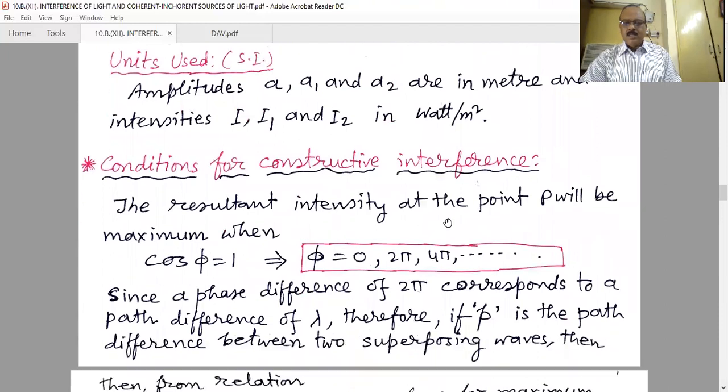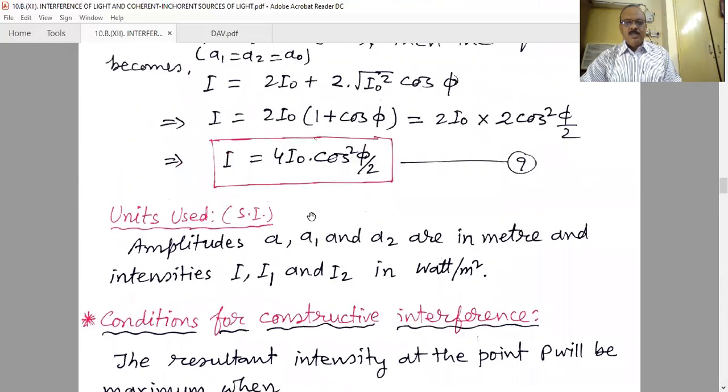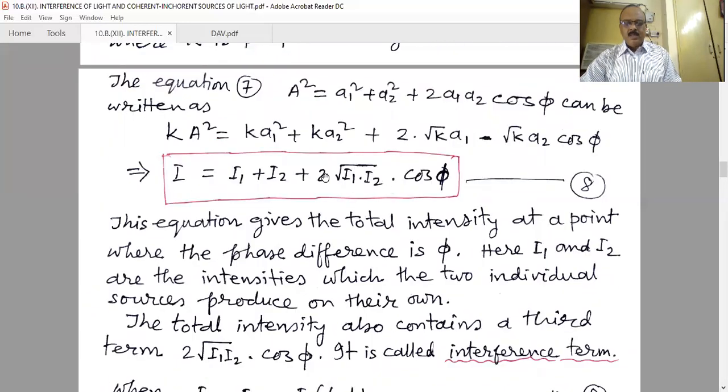The resultant intensity at the point P will be maximum, because here we see it is the interference term. When this term is the maximum, at that time resultant intensity will be maximum. And I1, I2, these are constant. If interference takes place or not, there will be no change of I1, I2. That is the individual intensity of incident waves. Now, I depends upon the cos of phi.